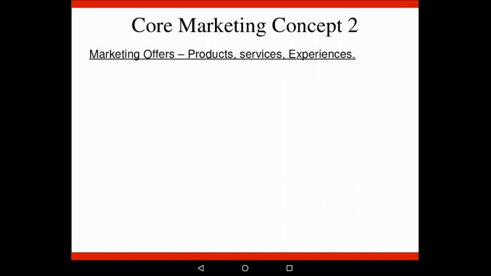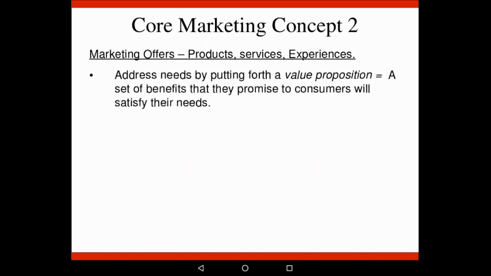Okay, then we have the next core concept in marketing. Marketing offers products, services, and experiences. Now, marketing offers will address the needs of people by putting forth what's known as a value proposition. I'm proposing this to give you this value. I'm saying, here, I can give you this value. What do you think? And what is a value proposition? It's a set of benefits that a company will promise to consumers that will satisfy their needs.